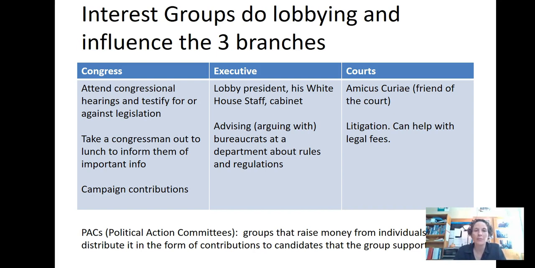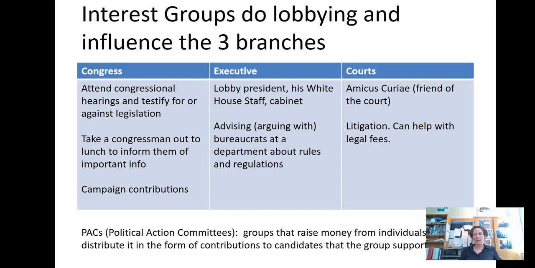Executive. It's a little bit harder to lobby the president. You really shouldn't have direct access. Not many people should have access to the president, but you might have access to his staff, his cabinet, maybe him. That is possible. It's not as common as being able to find a congressman. And then we haven't talked about the bureaucracy a whole lot. You're reading about that, but interest groups, lobbyists can meet with bureaucrats and talk to them about rules and regulations that the departments are making that will profoundly affect their interest.